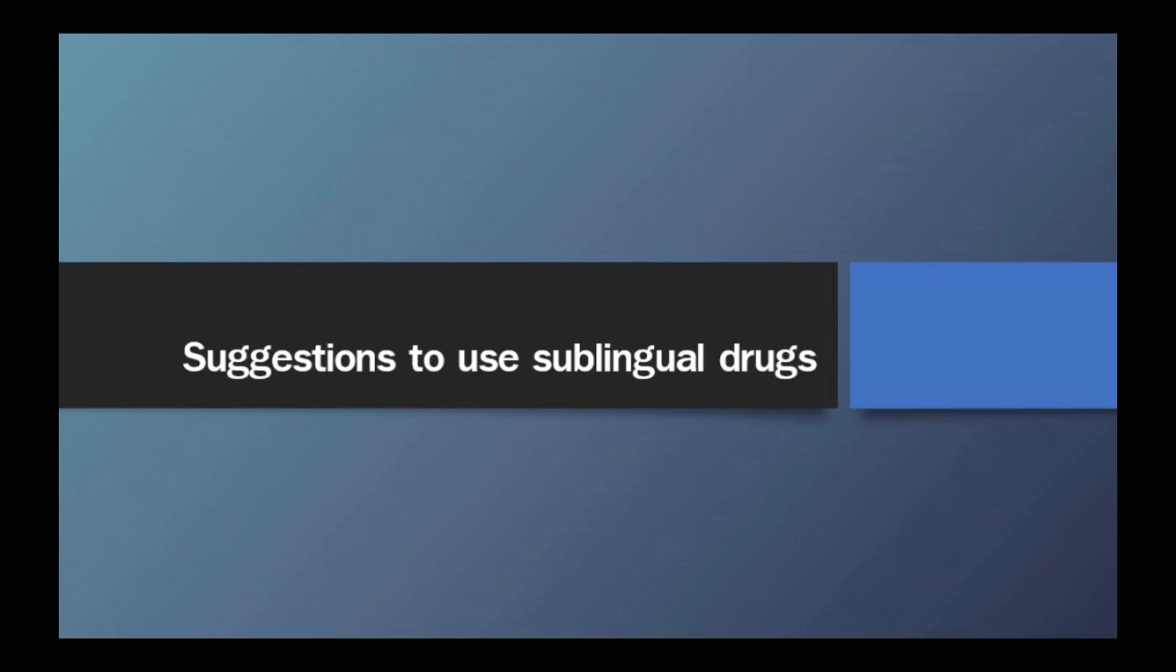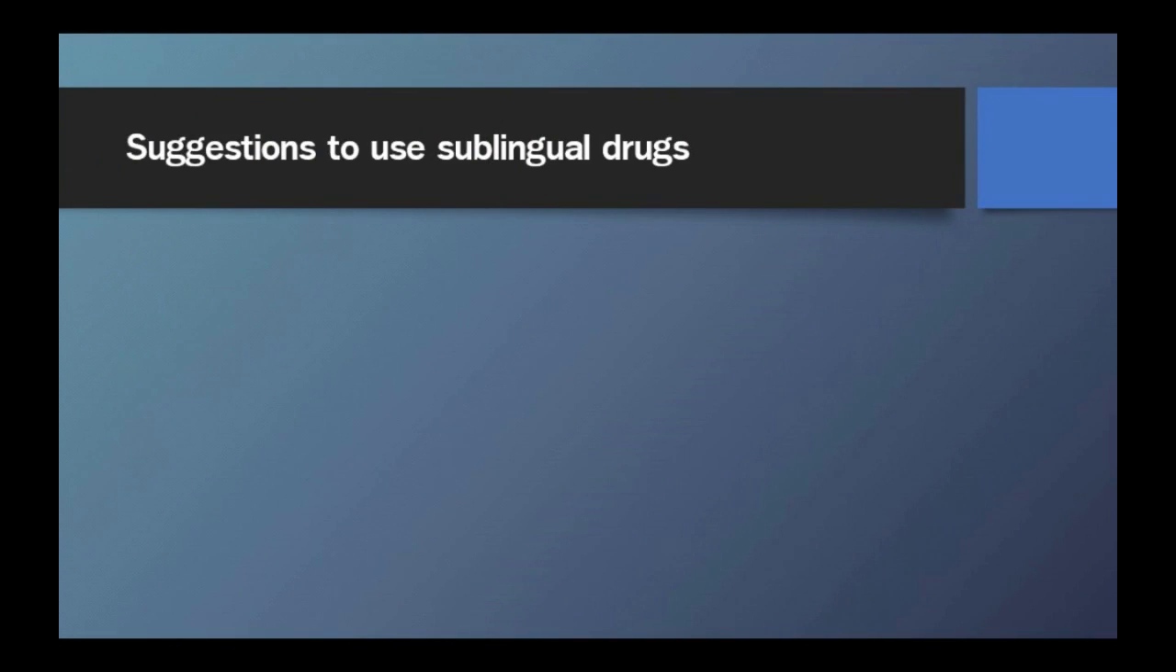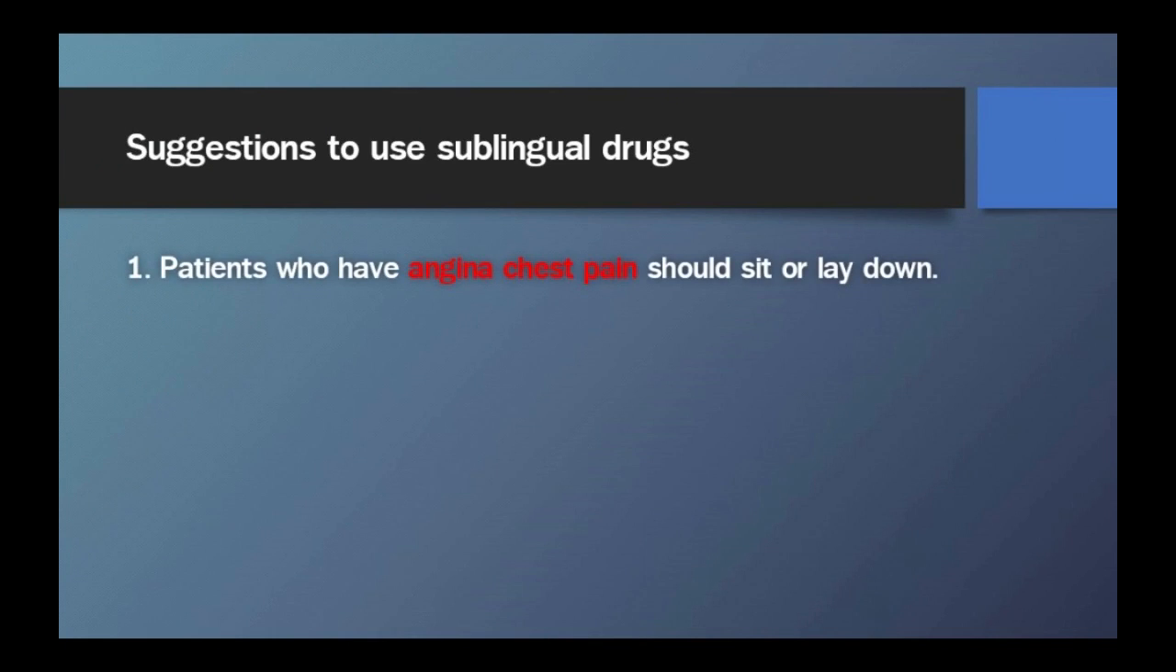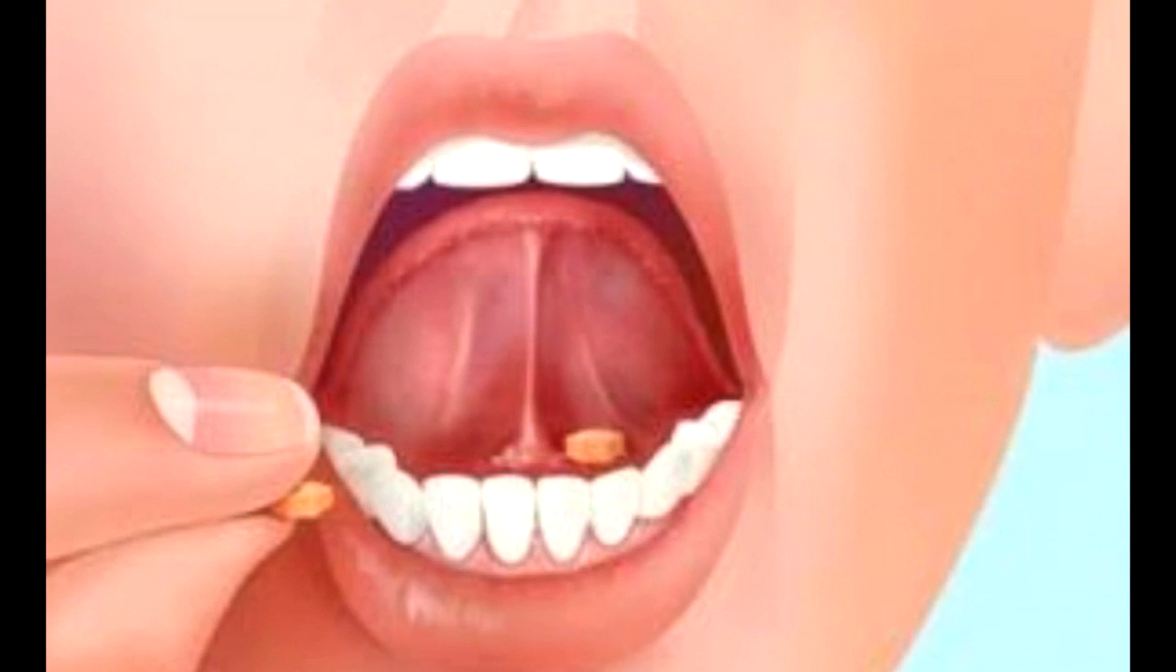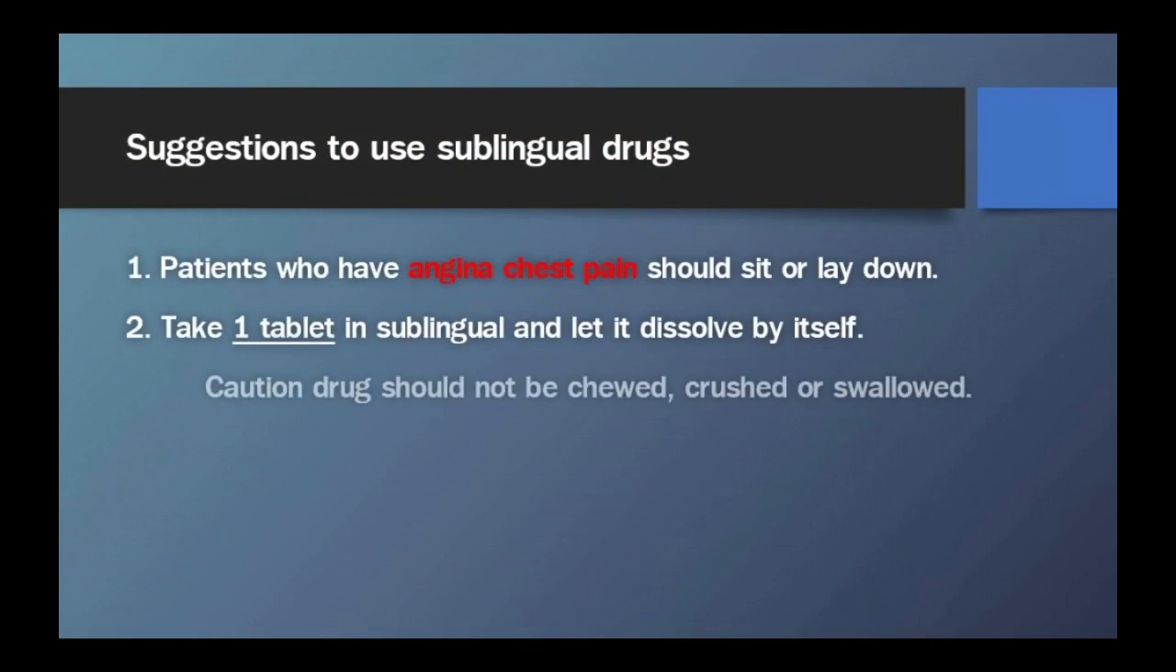Suggestions to use sublingual. The first one, patients who have angina chest pain should sit or lie down. Second, take one tablet under the tongue and let it dissolve by itself. Caution, the drug should not be chewed, crushed, or swallowed, and patients should not swallow saliva.